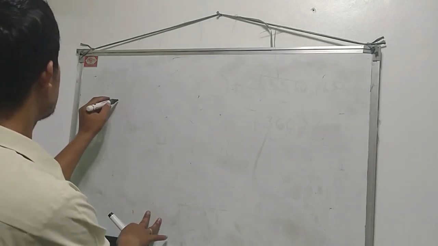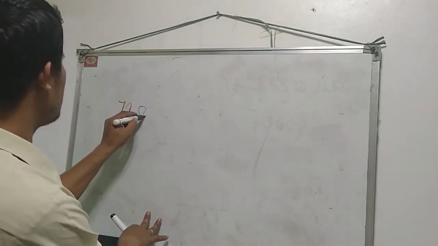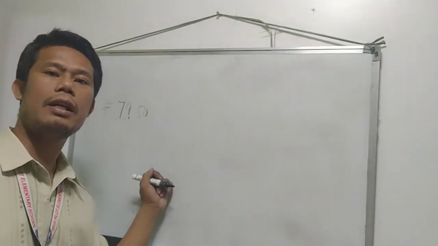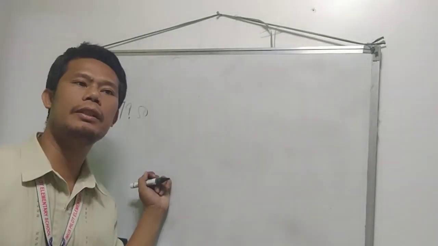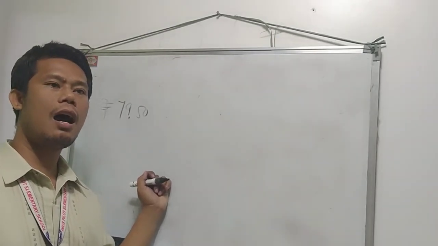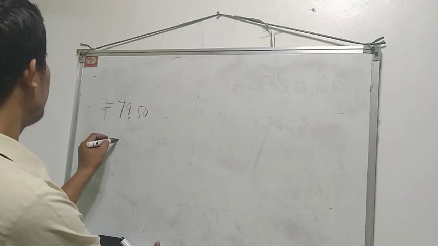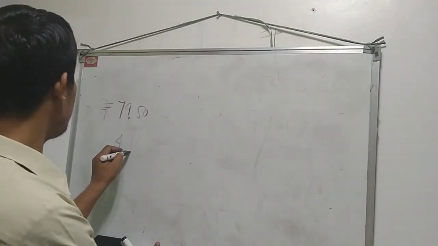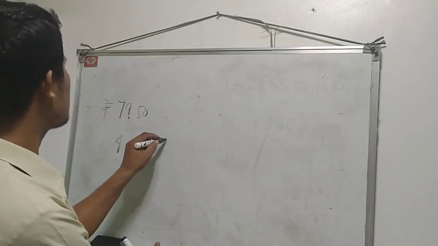79 pesos and 50 centavos. This is the value meal that Mr. and Mrs. Buenavista's family ordered. So, how many are there? They have 4 children plus Mr. and Mrs. Buenavista, plus 2 equals 6.